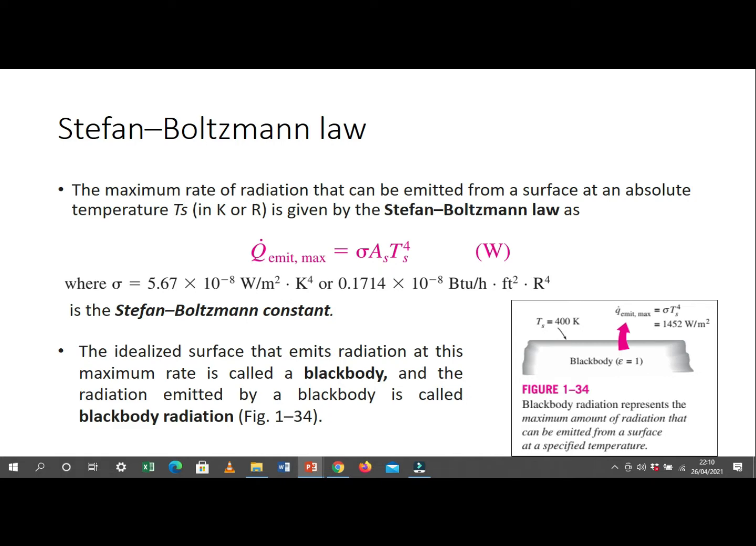That means that the black body has the ability to emit all the radiations. So emissivity would be equal to 1, and this law would be applicable, and this law would be reduced to this form. Q, the rate of heat transfer by the thermal radiation, is equal to the Stefan-Boltzmann constant and T, the surface temperature, raised to the power 4. So if the surface temperature is 400 Kelvin, when we put all the values, the rate of heat transfer by the thermal radiation would be equal to 1452 watt per meter square.